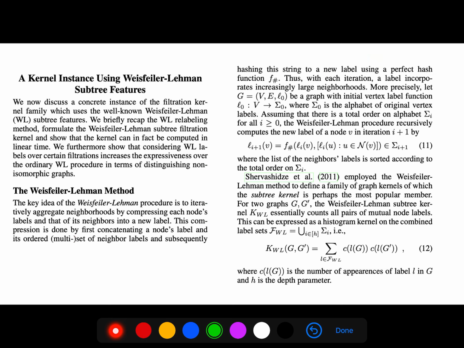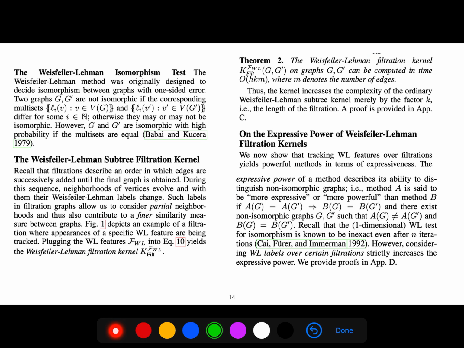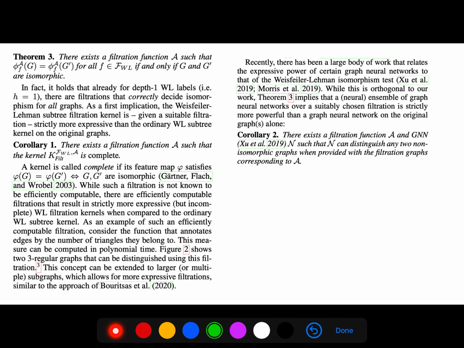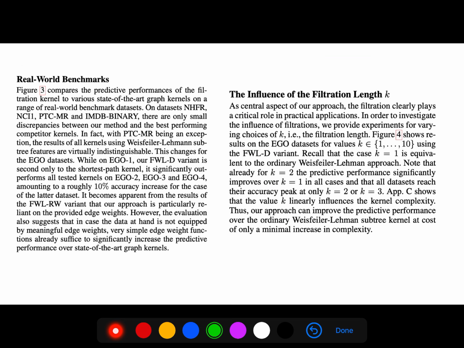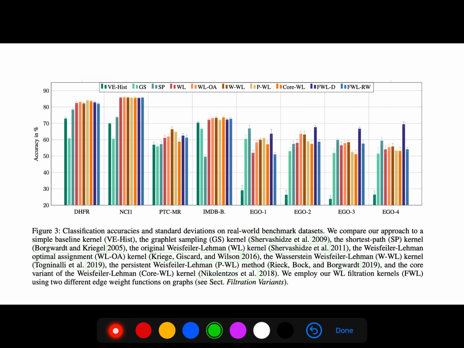Then they talk about the WL method. Then some theoretical works. And then here they talk about the influence of filtration length k. This is classification accuracies and standard deviation on real-world benchmarks.